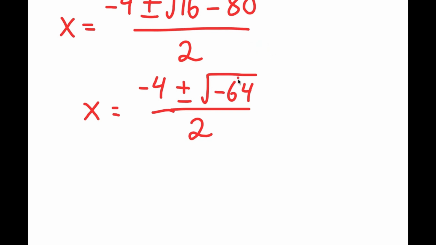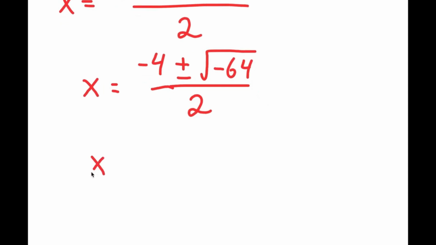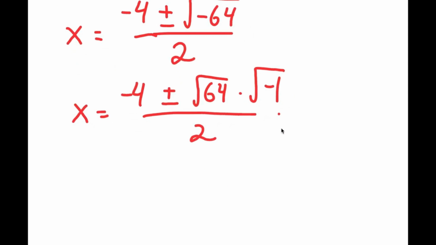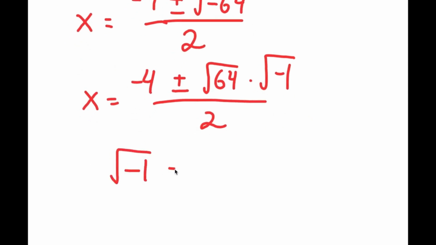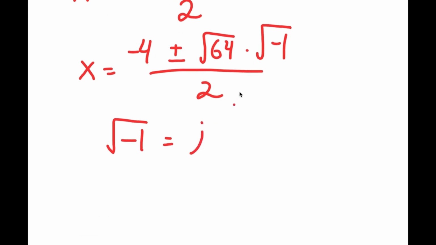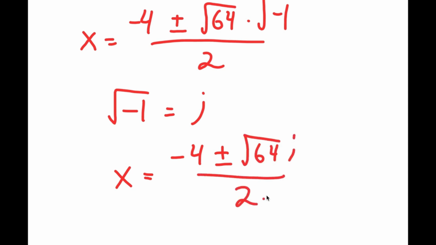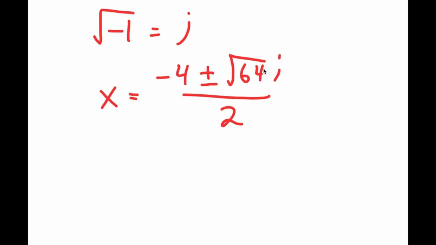And most people would think that this is not possible to do, but what we can do is rewrite this as negative 4 plus or minus the square root of 64 times the square root of negative 1. And if you guys already didn't know, the square root of negative 1 is equal to the imaginary number i. So if I replace the square root of negative 1 with i, I get x is equal to negative 4 plus or minus the square root of 64 i over 2. And the square root of 64 is equal to 8.